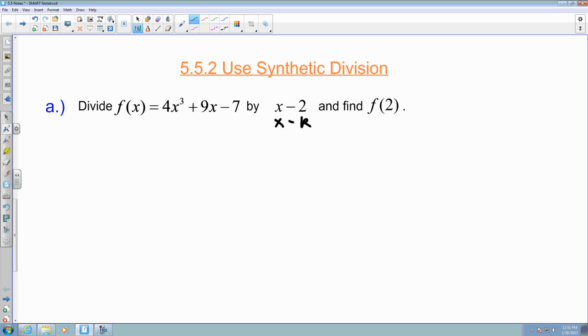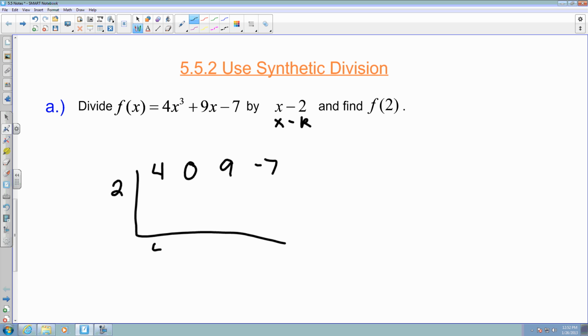If our k is 2, I'm going to write that on the outside of our little half box. Then we take the coefficients of our polynomial. Our first one here is 4. I don't have an x squared, so that becomes 0. X is 9, and our constant is negative 7. So we're going to do the same process as we did in previous sections.